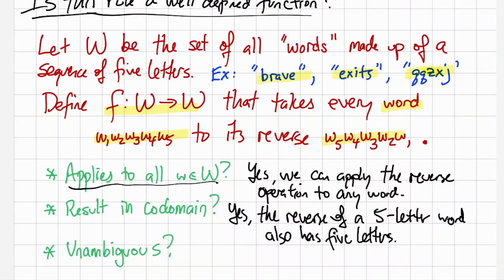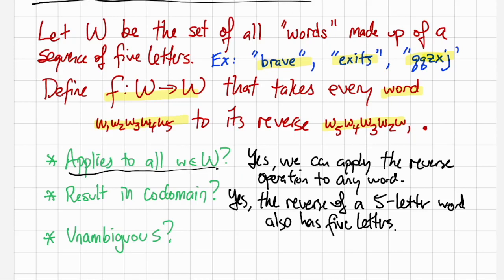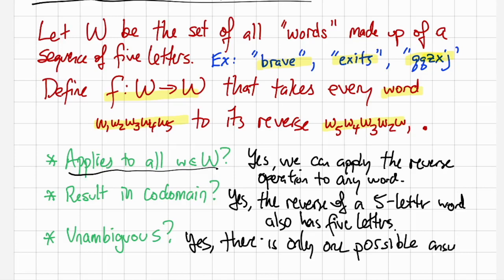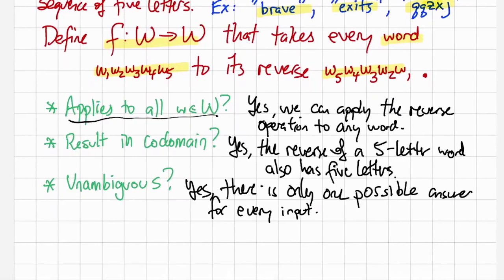Okay, is it unambiguous? This rule is defined very precisely. There's not going to be 2 different answers for the same input. So, is this unambiguous? Yes. There is only one possible answer for every input. And so our conclusion, F is well defined.